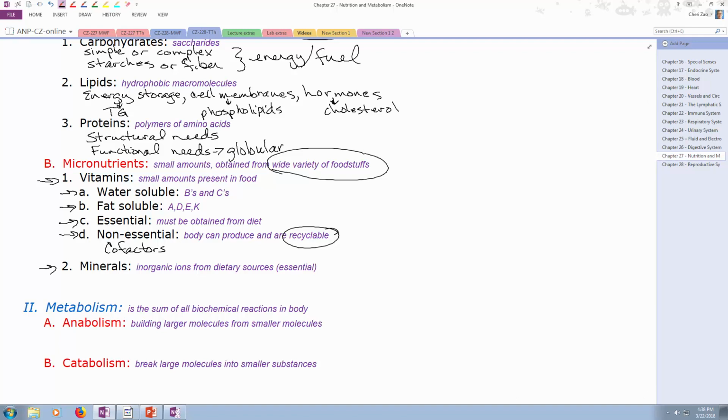Minerals, well, we can't make minerals, so we have to get them from our environment, and they are therefore essential for us. What are some of the minerals or ions that we have actually talked about a lot throughout A&P? Sodium, potassium, calcium. I love it. You guys are doing great. Any others that we've talked a bunch about?